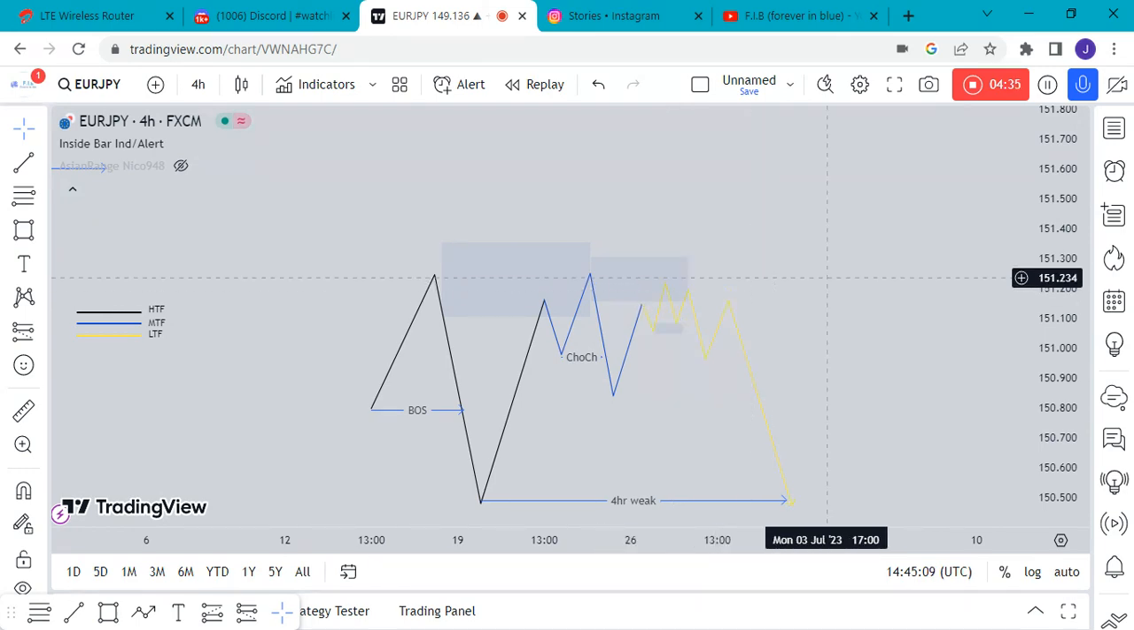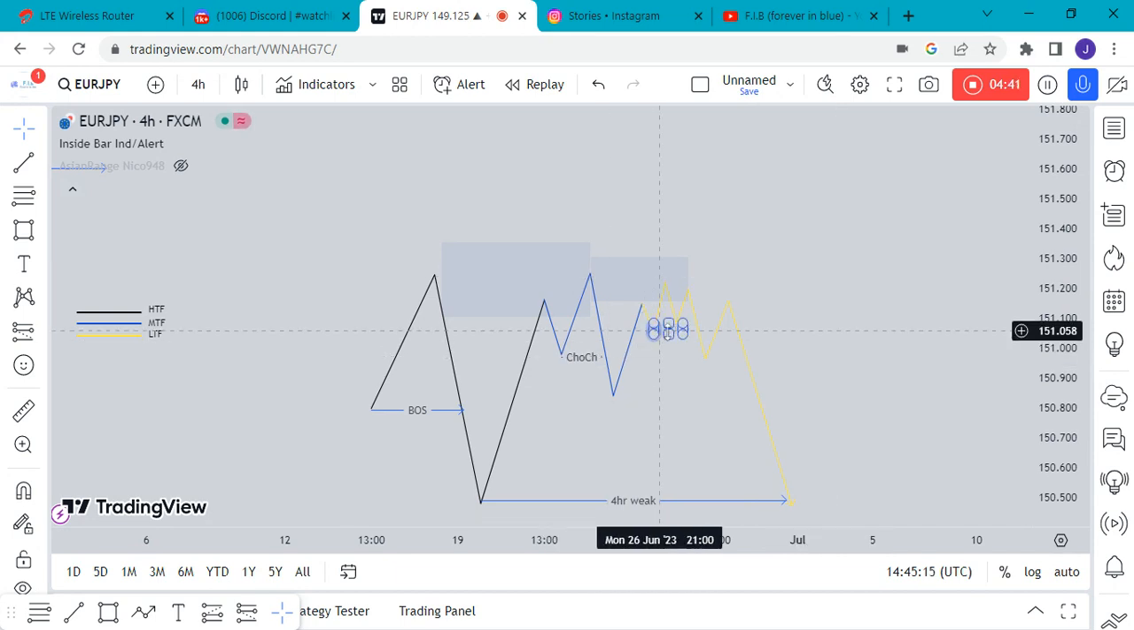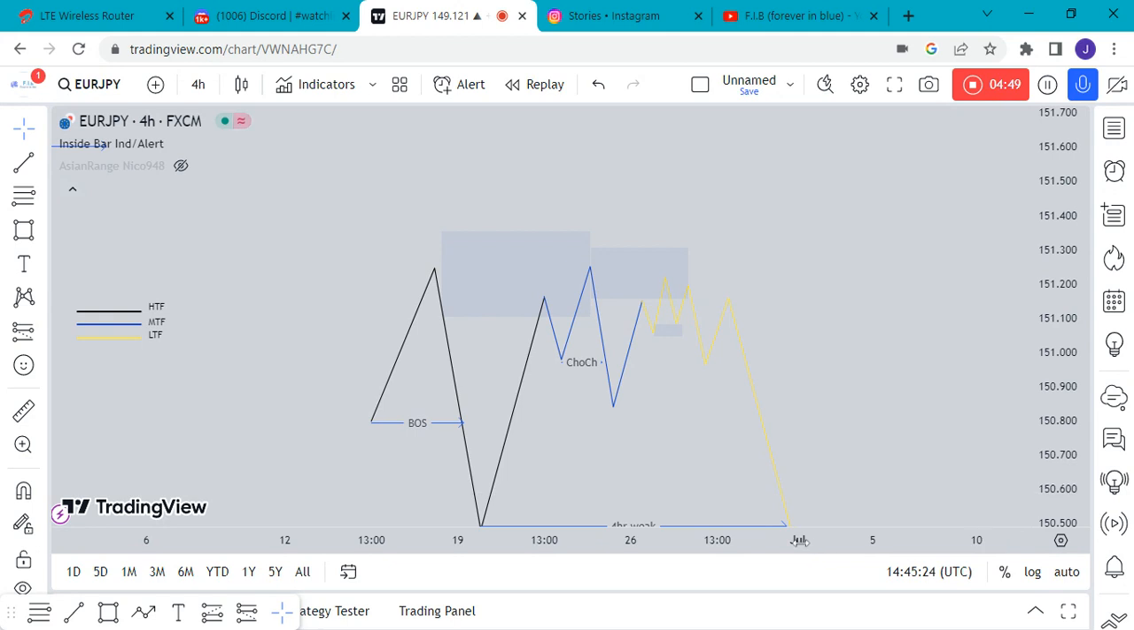Now you know the job of every demand zone is to break every supply zone and make a new high. But this demand zone failed to do its job and broke the structure. Now it has failed, this demand zone. Now why does a flip zone form? Let me explain why a flip zone forms.